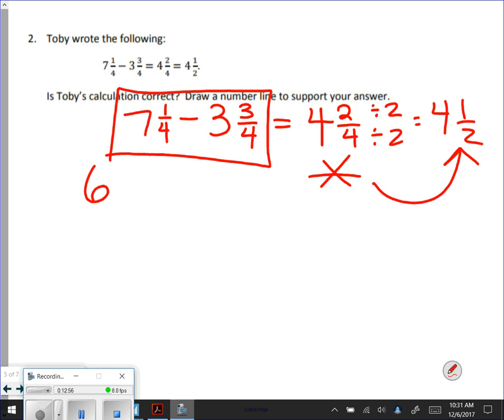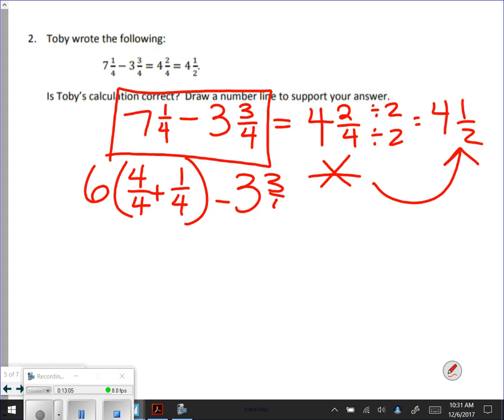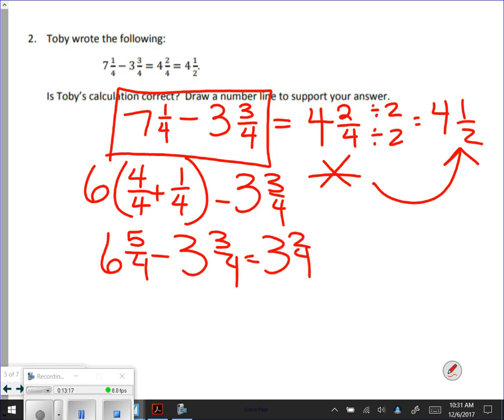7 becomes a 6. 4/4 plus 1/4 minus 3 3/4. 6 5/4 minus 3 3/4 equals 3 2/4, which can be simplified. 3 1/2. So he was not right. He was incorrect.